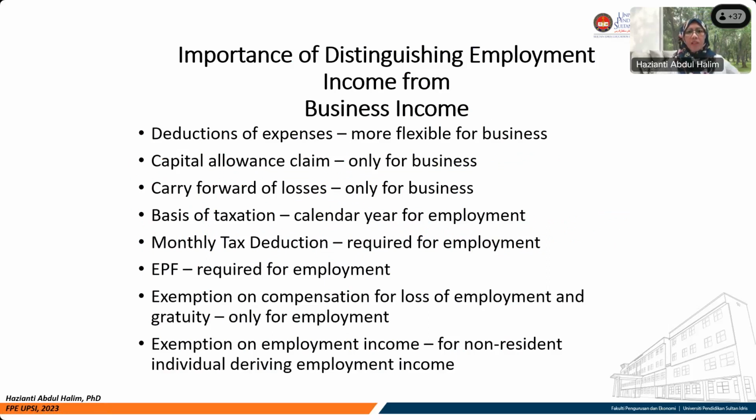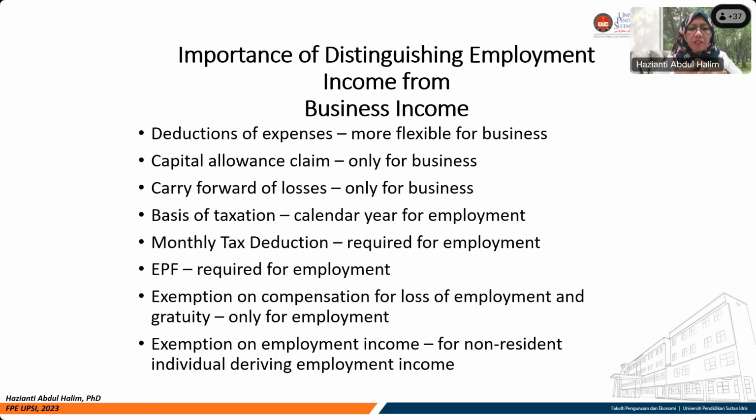Alright, so why do we need to distinguish employment income from business income? Alright, tadi number one is of course different section. Employment income section 4B and business income section 4A. So nanti later when we go to business income, you will see there are a lot of deduction of expenses which are not really applicable to individual or to employment. And we also have capital allowance claim only for business, and carry forward of losses also only for business.